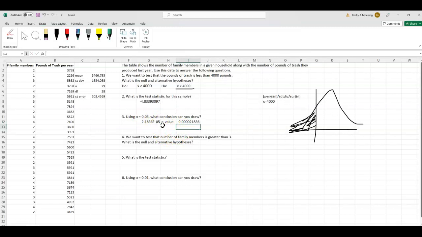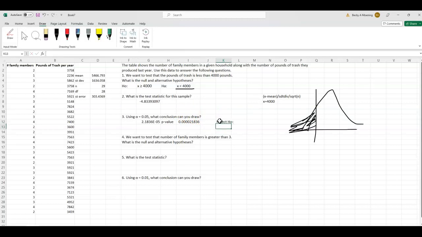Now, because our p is less than alpha, right? If our probability value is less than our given alpha, right? If the p is low, the null must go, right? That's what I always say. So we can reject the null hypothesis because the p-value is less. So we reject the null hypothesis.